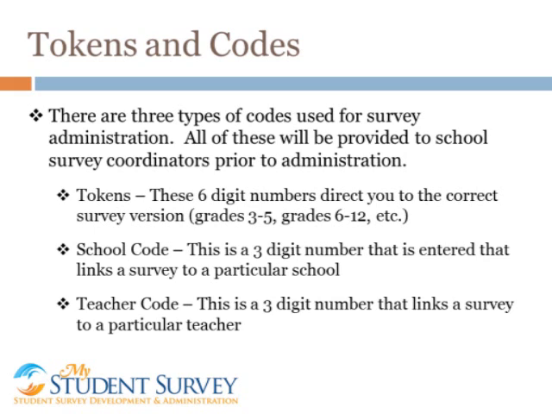There are three types of codes used for survey administration. First, your proctor will give you a token. A token is a 6-digit number that makes sure that you get to the correct survey version. Once you're in the survey, there are two different codes that you will enter. The first is a school code, which is a 3-digit number that links a survey to a particular school. And the next is a teacher code. This is also a 3-digit number that links the survey to a particular teacher. Each of these numbers should be written on the board or posted for survey takers to be able to see.